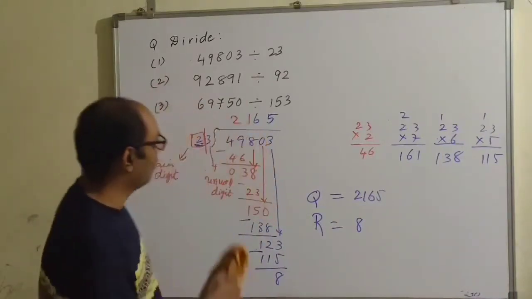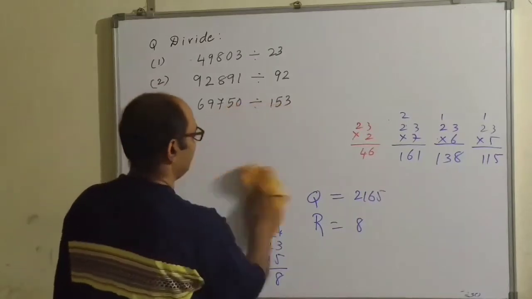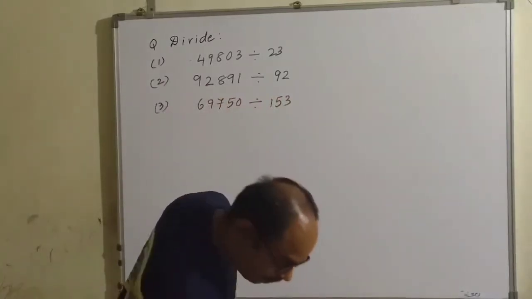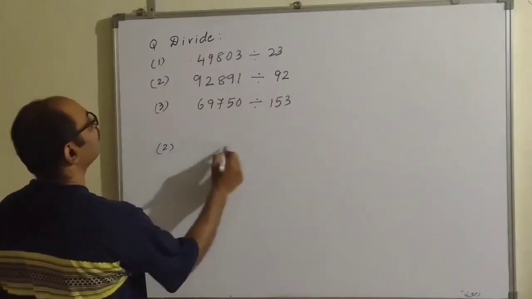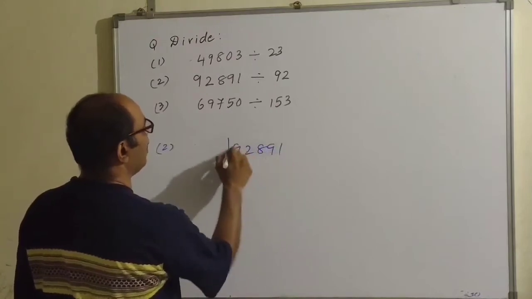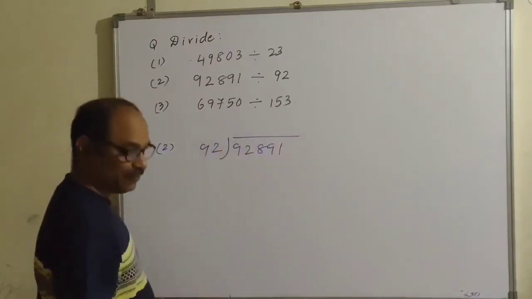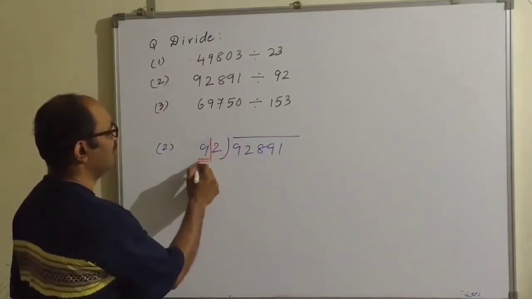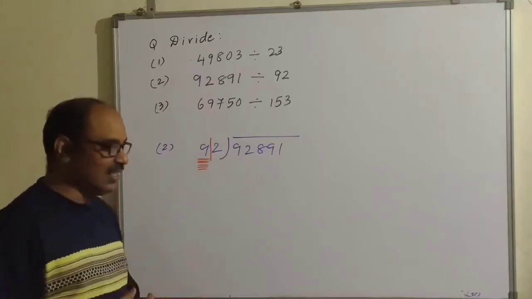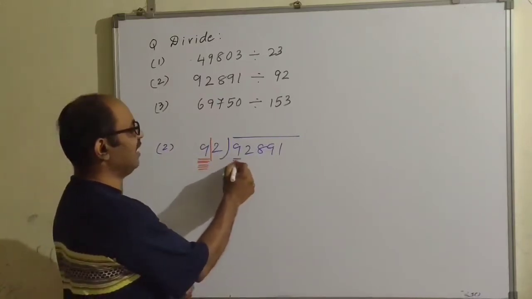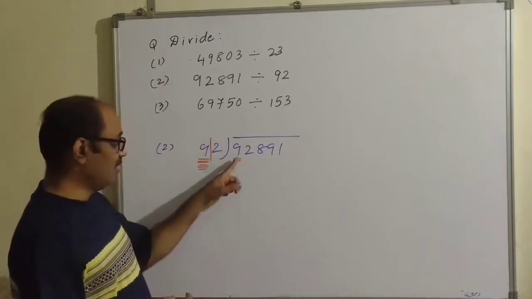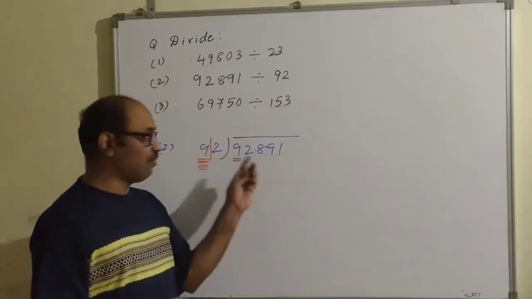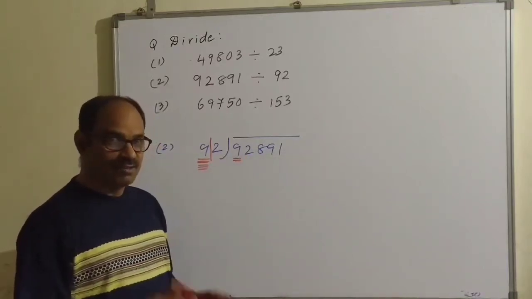Let's see next. Second one, 92891 divided by 92. Correct? Well, I'm going to split this into two parts. I'm going to say 9 ones are table, which is very easy for me. I'll choose one digit here, which is also 9. Yes, it's not smaller, so only one digit is chosen. After that digit, some should be left. After that we have 4 digits, so no problem.